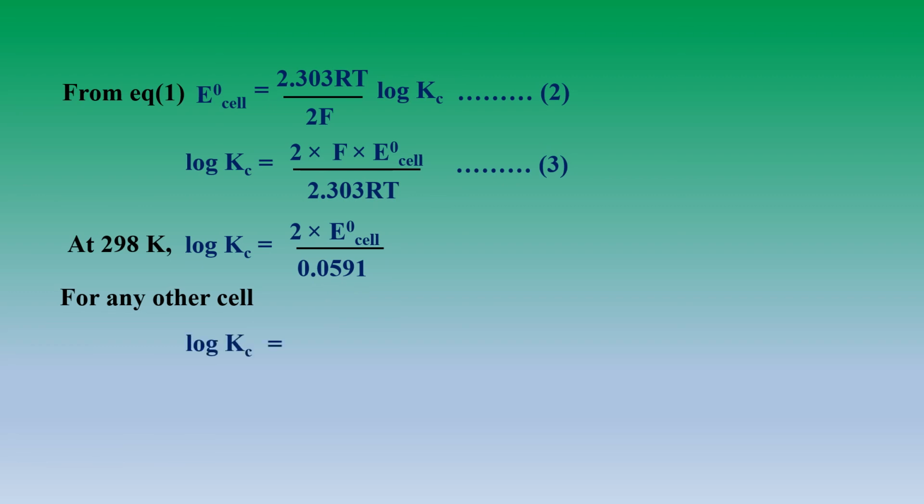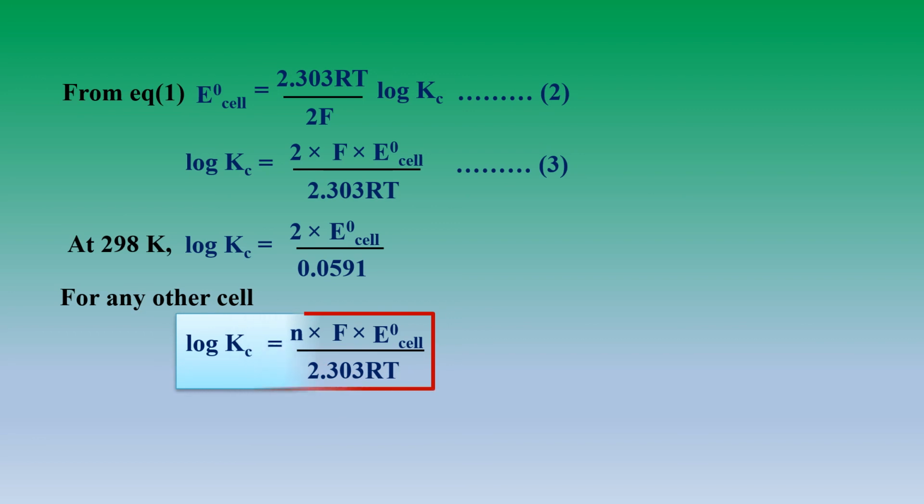For any other cell, we can write log Kc is equal to n into E naught of cell divided by 0.0591. Otherwise, in general, n into F into E naught of cell divided by 2.303 RT. Because we are taking it for any cell, instead of 0.0591 we write F into E naught of cell divided by 2.303 RT. This is the equation for log Kc. For any cell, we can write this particular equation.